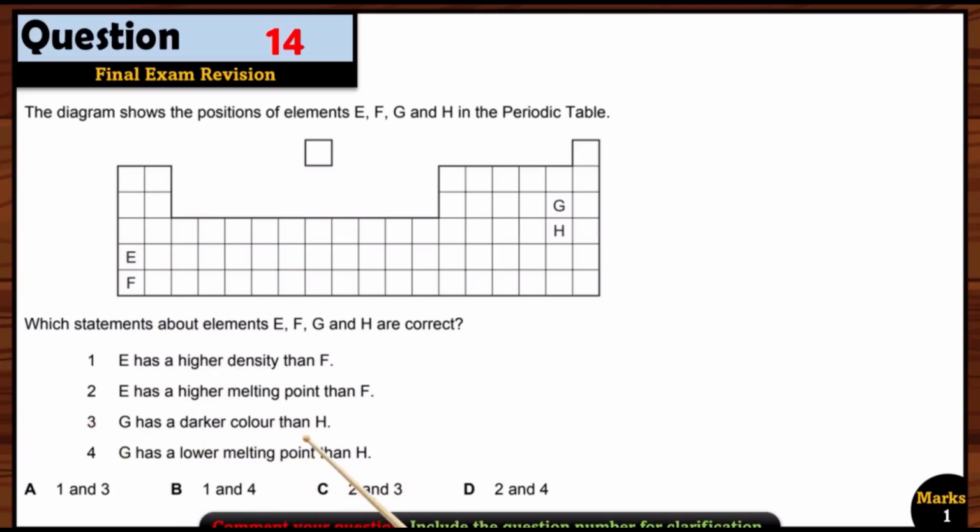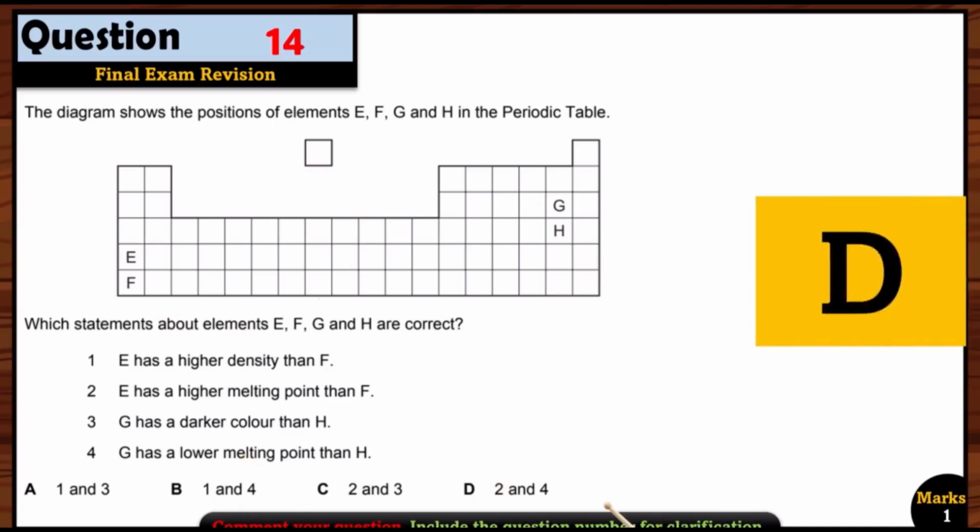G has a darker color than H. Wrong. Okay, these are group 7 elements, so they are halogens, and the intensity of the color of halogens increases down the group. It means H has a higher intensity. It is darker than G. So that's why the third option is also wrong. So 1 and 3 are wrong, and we are left with 2 and 4, right? So 2 and 4 is the right option here. G has a lower melting point than H. Yes, that's right, because the melting point increases down the group in group 7. It has an opposite trend in melting and boiling points compared to group 1, okay? So the 4 and 2 option, that is option D, is the correct option here.